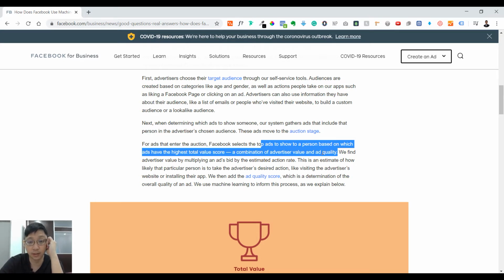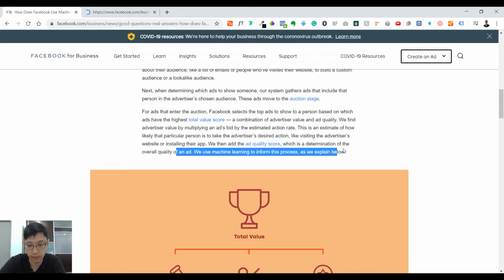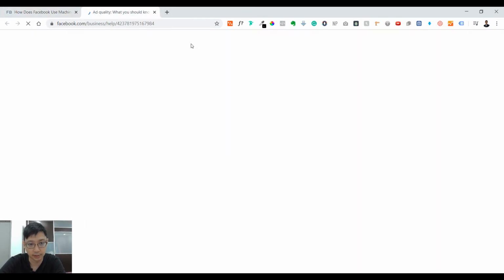And also, if there's a lot of people marking you as spam, they don't like your ads, so they will lower your ad quality as well. They have an ad quality score, which determines the overall quality of an ad. They use machine learning. This one I'm not so sure how they check. Let me see.